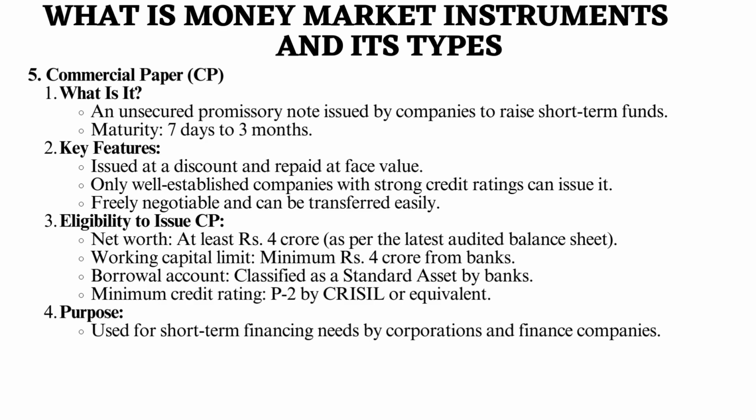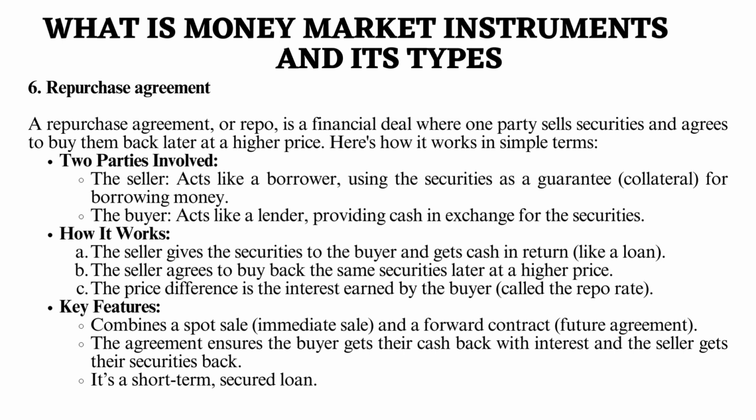Sixth is repurchase agreement. A repurchase agreement, or repo, is a financial deal where one party sells securities and agrees to buy them back later at a higher price. Here's how it works in simple terms. Two parties involved. The seller acts like a borrower, using the securities as a guarantee, collateral, for borrowing money. The buyer acts like a lender, providing cash in exchange for the securities. How it works: the seller gives the securities to the buyer and gets cash in return, like a loan. The seller agrees to buy back the same securities later at a higher price. The price difference is the interest earned by the buyer, called the repo rate.